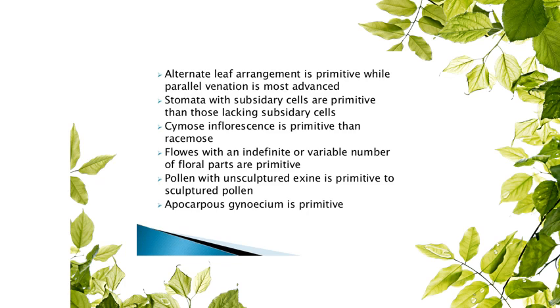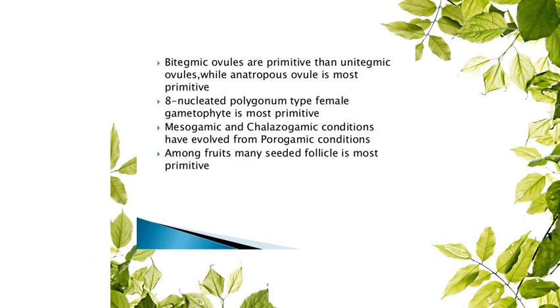Similarly, flowers with an indefinite or variable number of floral parts are primitive. Pollen with unsculptured exine is primitive to sculptured pollen. Apocarpous gynoecium is primitive. Bitegmic ovules are primitive to unitegmic ovules, while anatropous ovule is most primitive. These are the positions of ovules on the basis of which he considered the primitive and modern plants. The 8-nucleate Polygonum type female gametophyte is the most primitive female gametophyte.